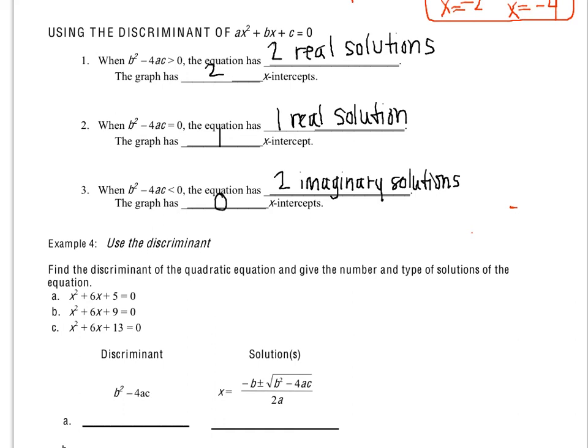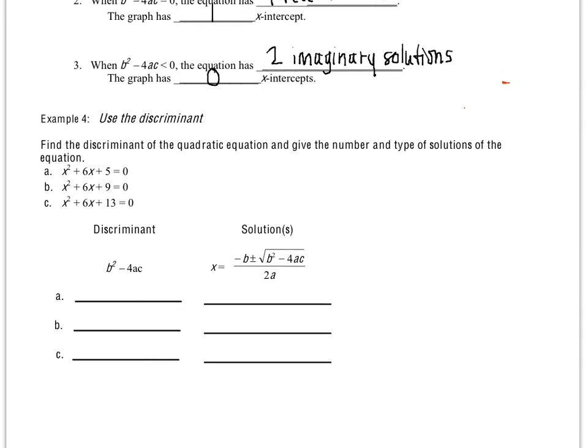So let's use our discriminant here. All right, so for each of these, for A, B, and C, we want to find our discriminant and then say how many solutions there are. So for A here, a equals 1, b equals 6, and c equals 5. So b squared would be 6 squared minus 4 times a, which is 1, times 5, which is c. So that's 36 minus 20, which is positive 16. And since it's positive, we know we have 2 real solutions.